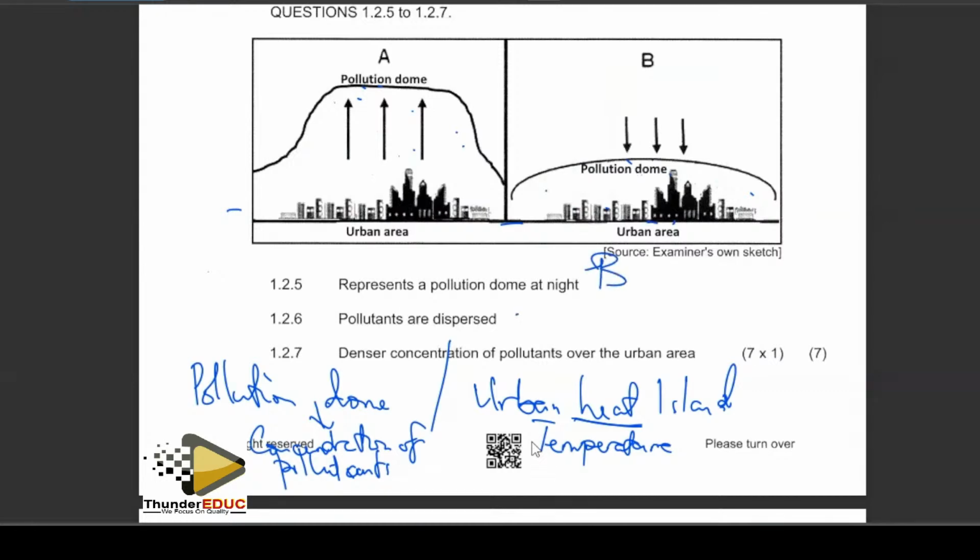Then pollutants are dispersed. That happens at A. We've talked about that. Denser concentration of pollutants over the urban area. It happens at B during the night. Those are the possible responses to the question. Let's move on to the next question.